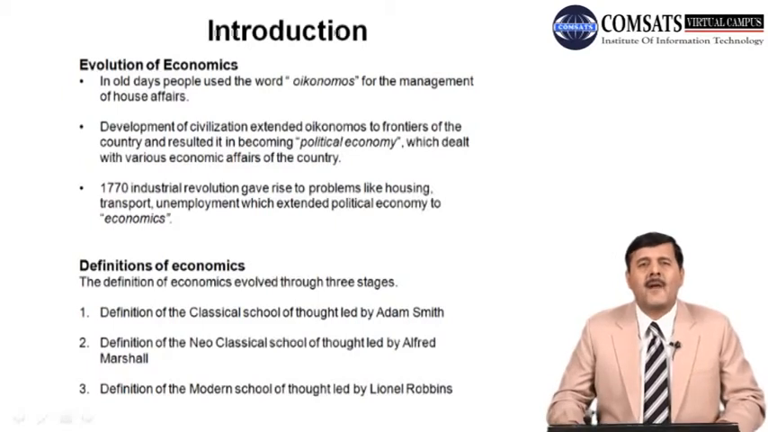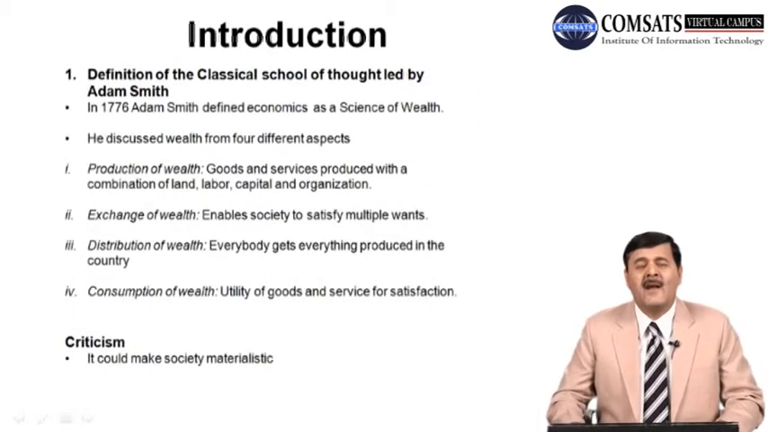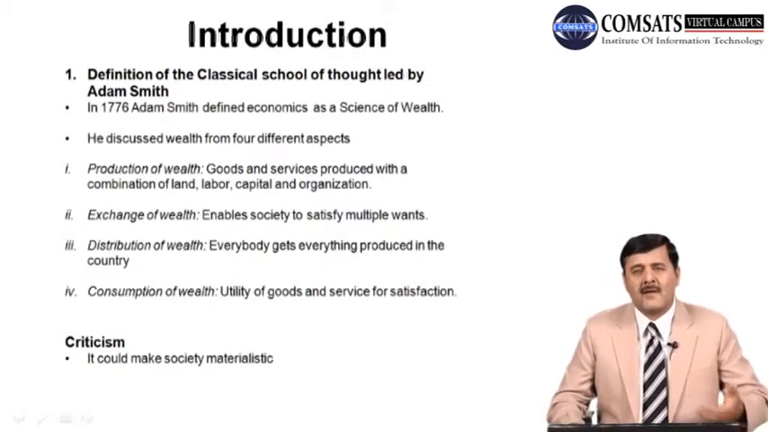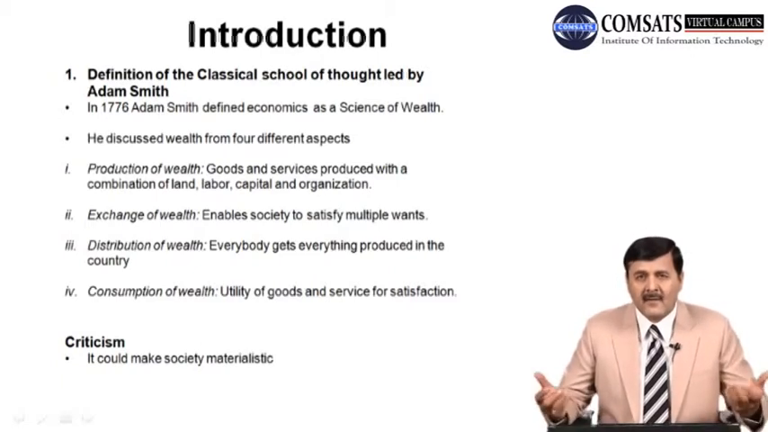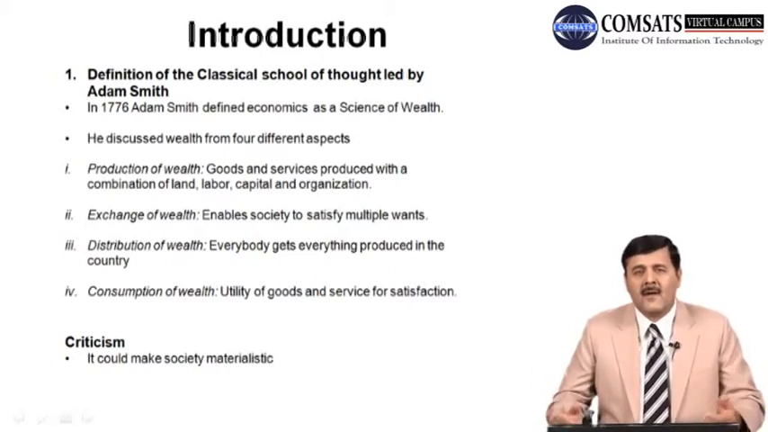So different schools of thought have given different definitions of economics. First we see what Adam Smith, or the classical school of thought, says about economics. In 1776, Adam Smith wrote a book called The Wealth of Nations, right? In the book he said that economics is a science of wealth, right? So it talks about wealth. When we say anything about wealth, that comes under the scope of economics.